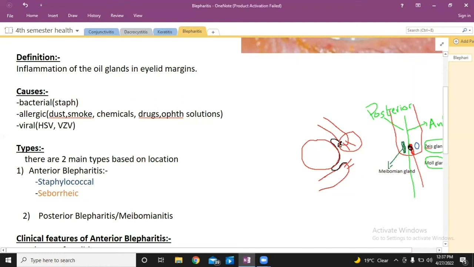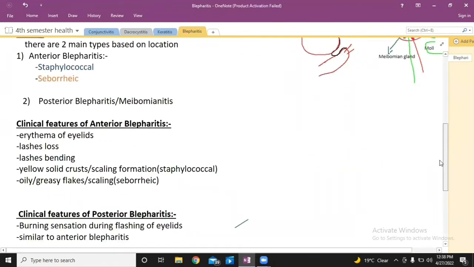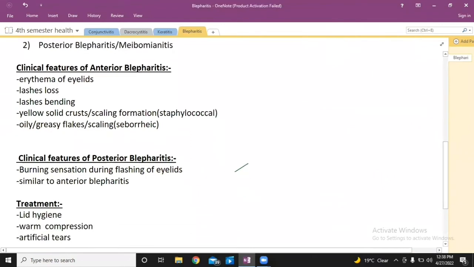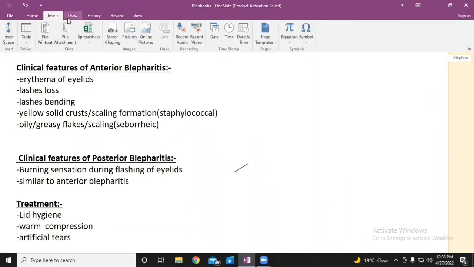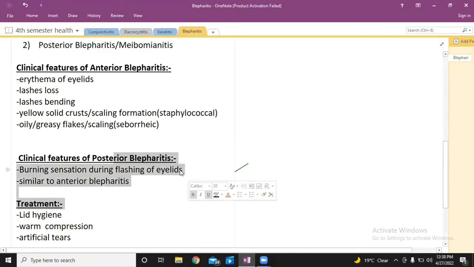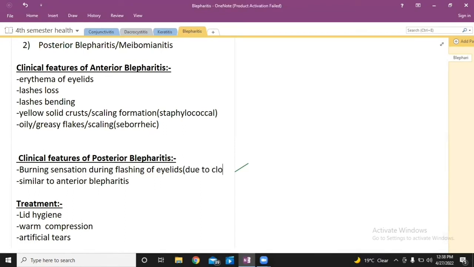So it may be like a dry condition here. Whenever there is this blockage in blepharitis, it may cause a decrease in the lubrication of the anterior part. And whenever there is a decrease in lubrication, whenever you blink the eye, you will feel pain because of the dryness. So there will be a burning sensation whenever you blink the eye.